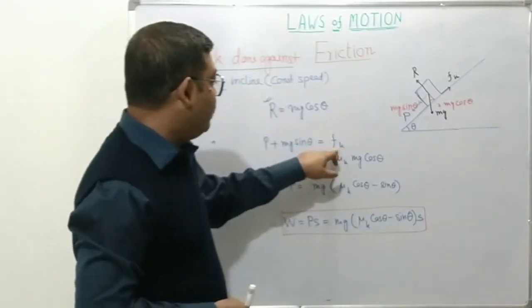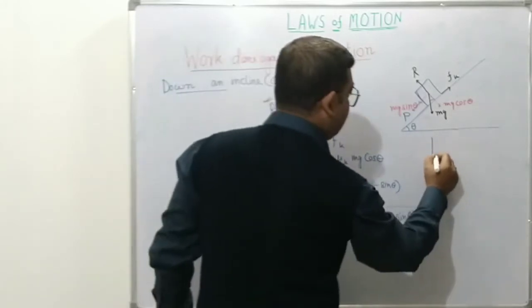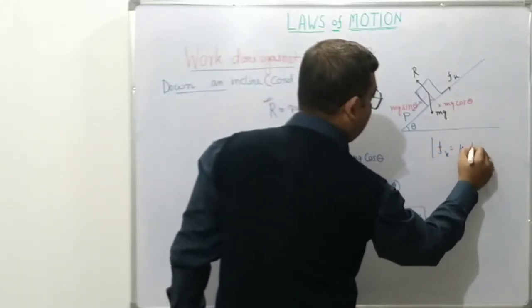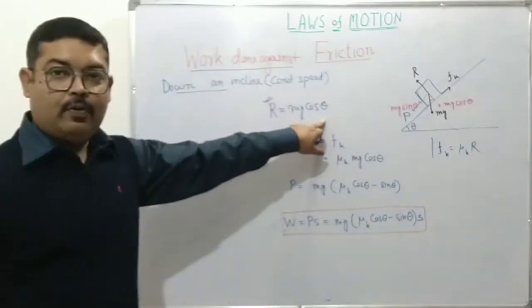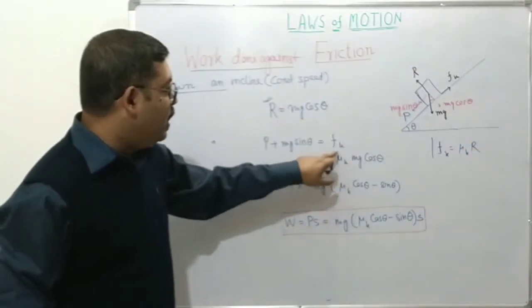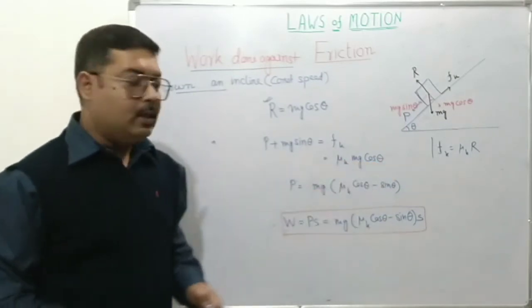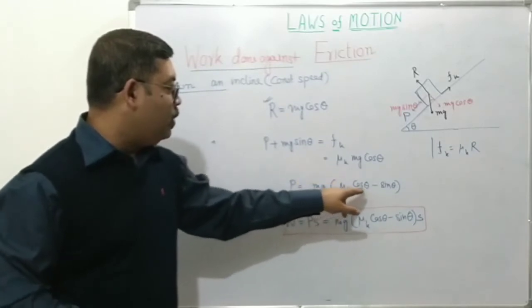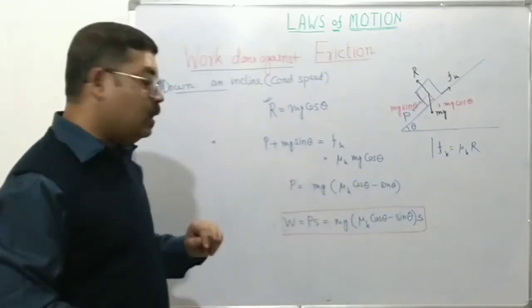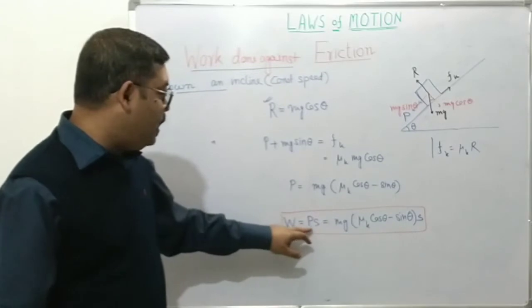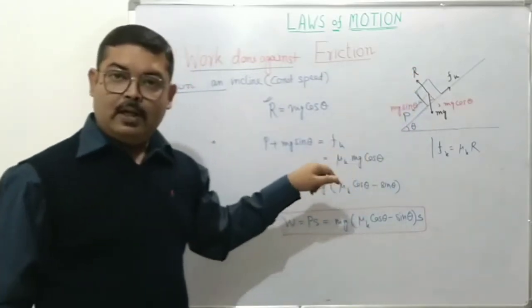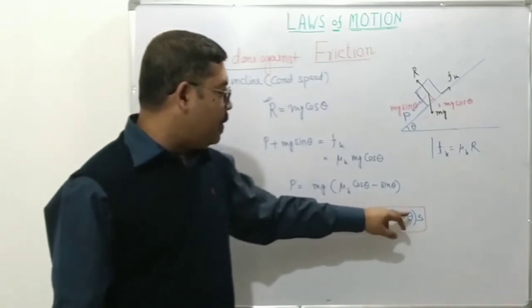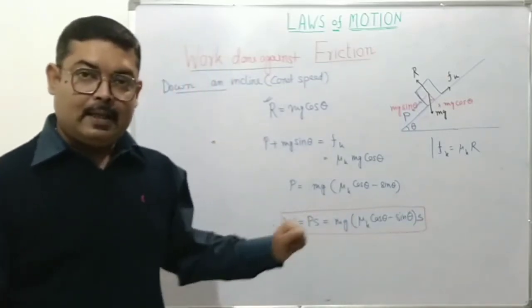However, Fk is given by mu k into R, but R is mg cos theta from the first equation, so we have Fk equal to mu k into mg cos theta. Therefore, P will be equal to mg into (mu k cos theta minus sin theta), and so the net work done, W equal to Ps, where s is the displacement of the object down the plane due to the applied force, will be mg into (mu k cos theta minus sin theta) multiplied by the displacement s.